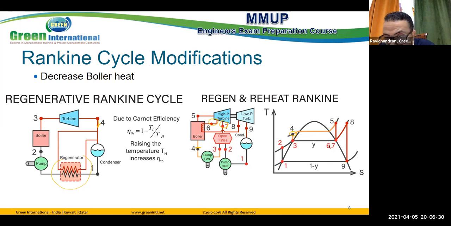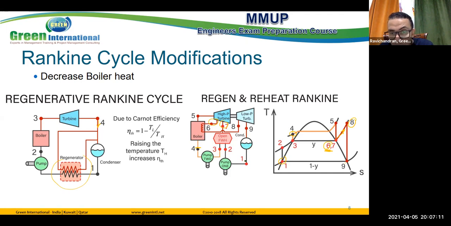So you find 6 here, going up to increase the temperature again for 8, and from 8 expanding to 9, and from 9 passing through the condenser to become saturated liquid. Now this one is fully liquid at low temperature, which is good. But we still have some amount from the high pressure turbine, 7, going to mix with what is coming from the condenser. The reason is to increase the temperature going to the boiler, to decrease the heat added.